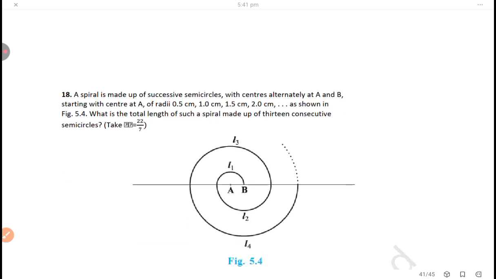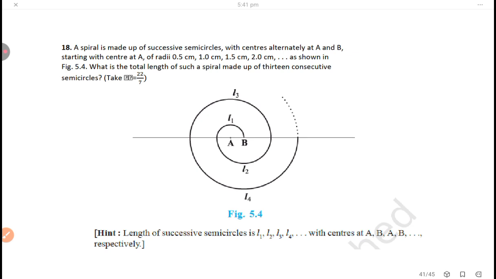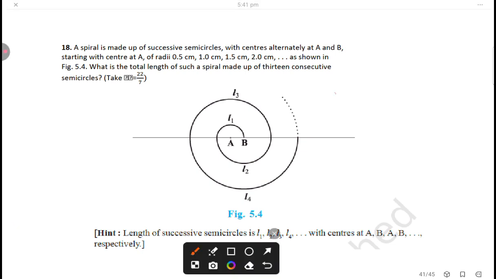18th question. A spiral is made up of successive semicircles with centers alternately at A and B, starting with center A, with radii 0.5 centimeter, 1 centimeter, 1.5 centimeter, 2 centimeter, as shown in Figure 5.4. What is the total length of such a spiral made up of 13 consecutive semicircles? So they are given radii.